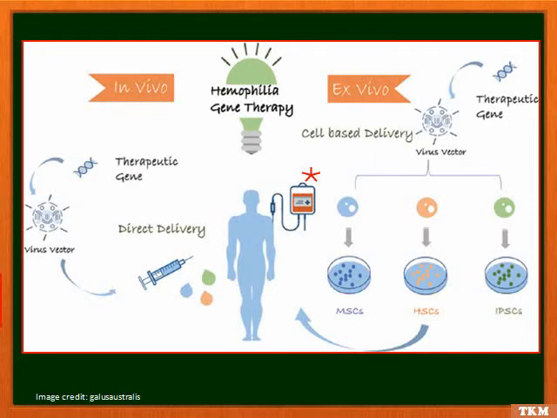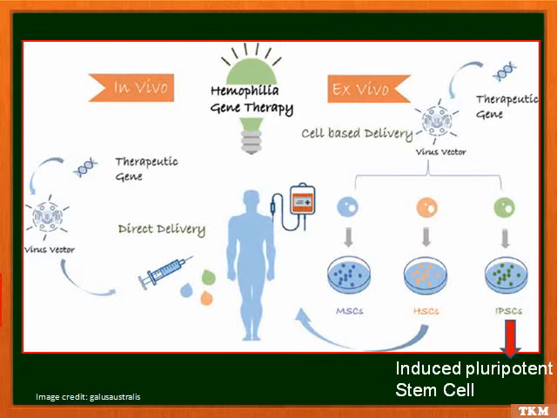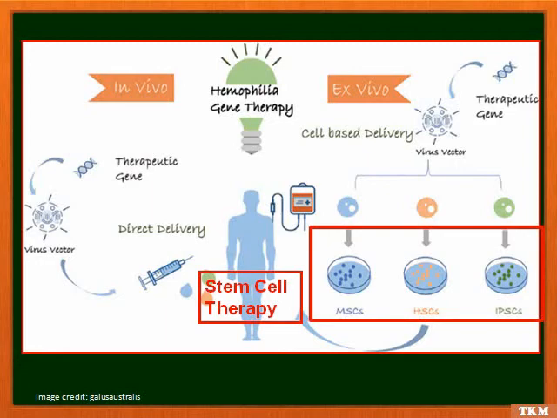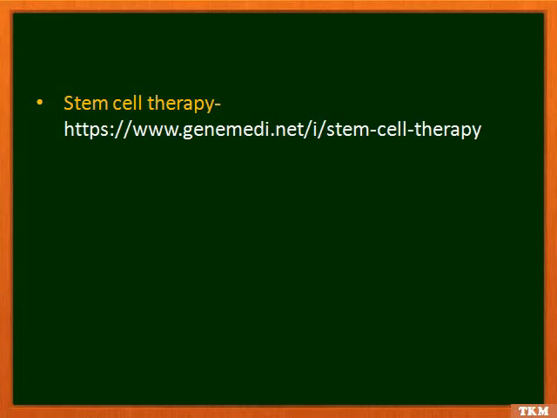And now you'll be wondering, what is this MSC, HSC and iPSC? HSC is hematopoietic stem cells. MSC, mesenchymal stem cells. iPSC, induced pluripotent stem cells. So this is basically stem cell therapy that is used in ex vivo gene therapy treatment, where the virus vector is transduced into these cells and then infused inside the human subject. For further information, you can refer to this article, wherein you will find how stem cell therapy is used to carry out the gene therapy.